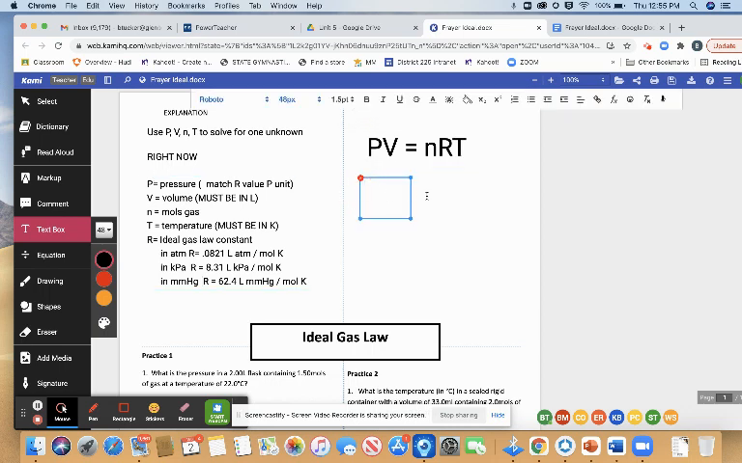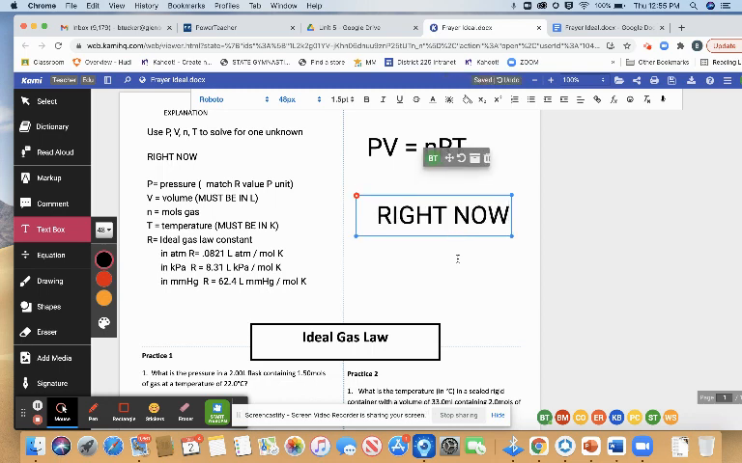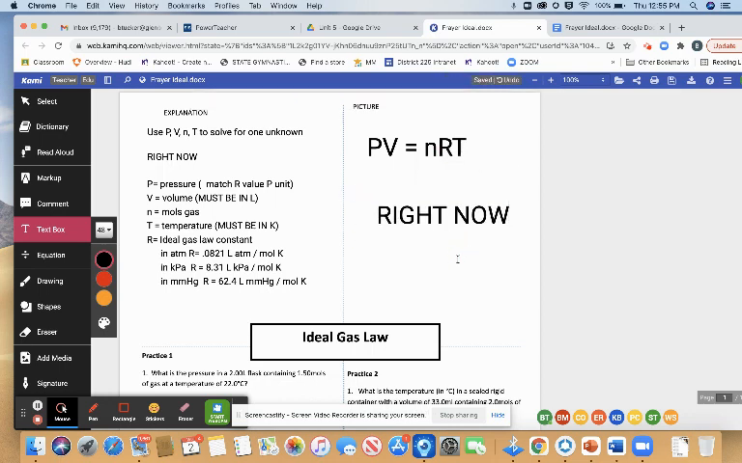Again, the ideal gas law is solving for problems right now. There is no change going on. Right now, what's the pressure? Right now, what's the volume? Right now, how many moles are there? Right now, what's the temperature? Combined gas law involves change. Ideal gas law involves right now. Combined gas law is P1 V1 over n1 T1 equals P2 V2 over n2 T2. And the ideal gas law is PV equals nRT, PIVNERT. Okay, say it out loud, PIVNERT.